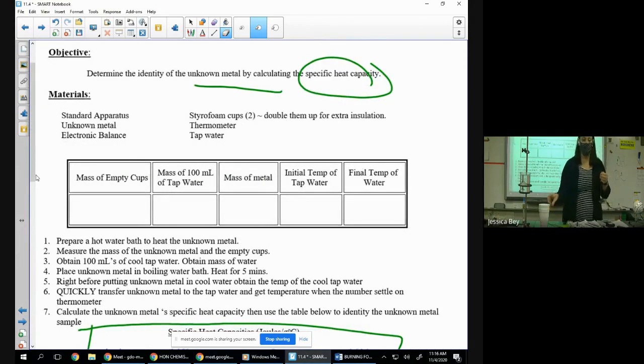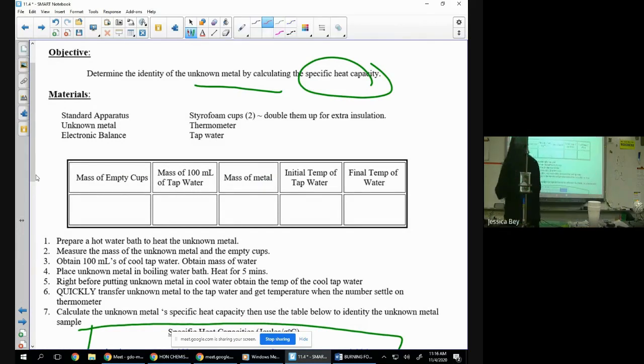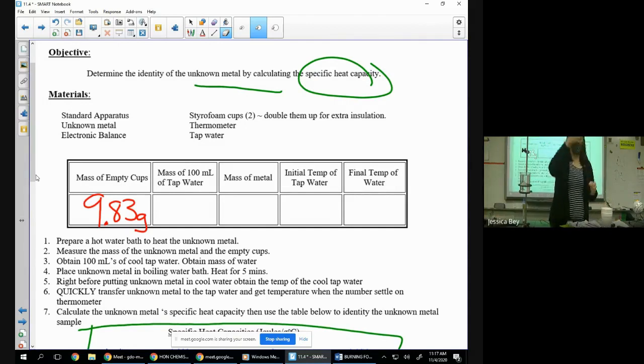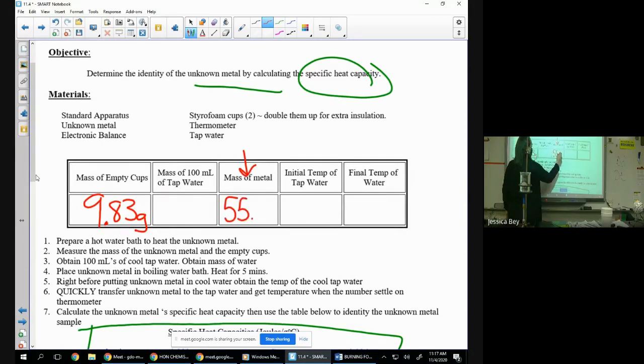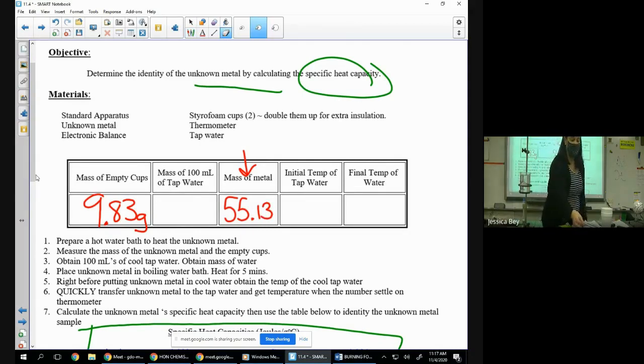First thing, I'm going to get the mass of some cups. Let me re-zero that. Empty cups go on here. 9.83 grams. And then I'm going to get the mass of the metal. Metal going right onto the scale here. 55.14 grams. Oh heavens, that's the wrong spot. Read your labels: mass of the metal. And then we're going to do the rest of this once we get this metal going.